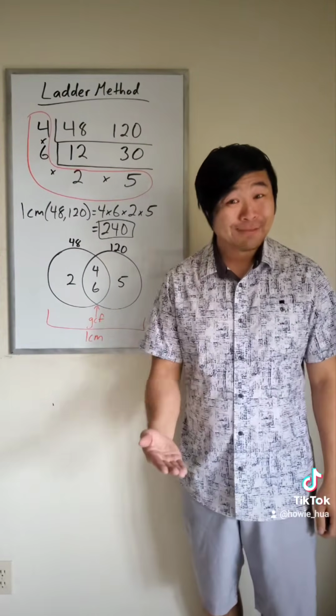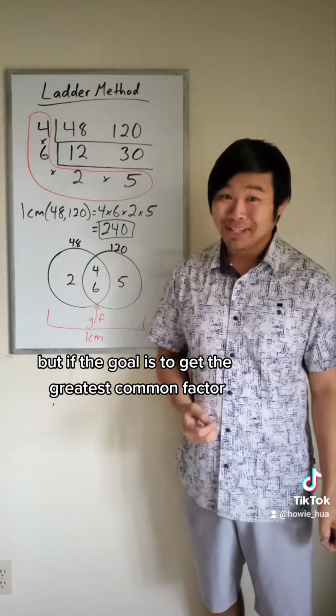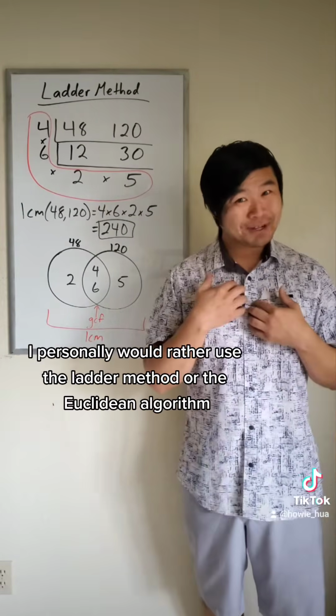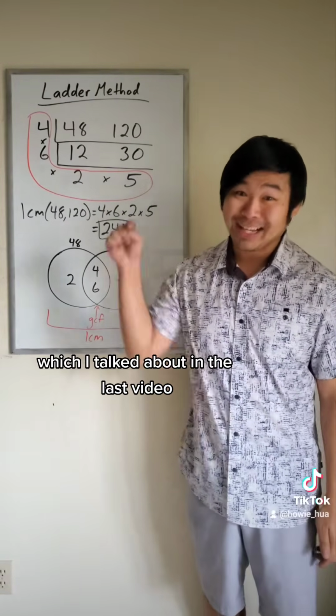So there you have it. Factor trees can help by showing the prime factorization of the numbers, but if the goal is to get the greatest common factor, I personally would rather use the ladder method or the Euclidean algorithm, which I talked about in the last video.